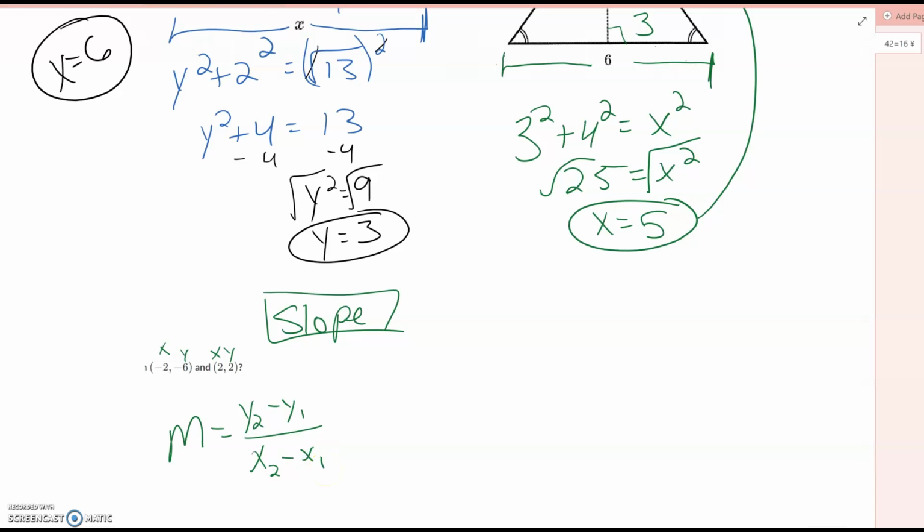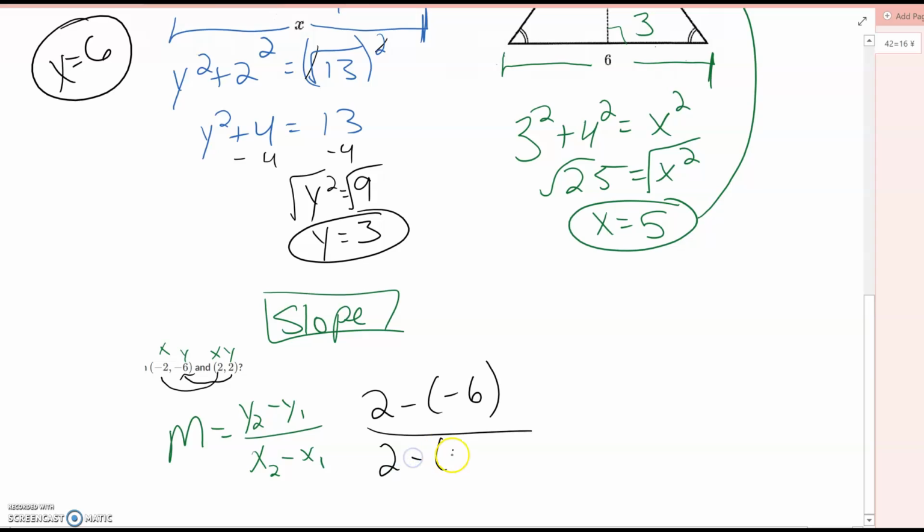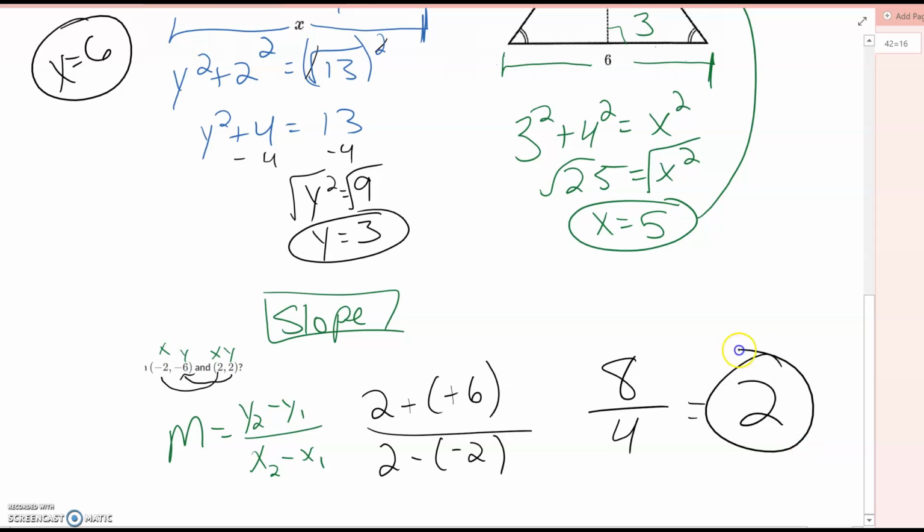So we did this before last week. So this would be 2 minus negative 6 over 2 minus negative 2. Then you just simplify. And I believe the answers to these are multiple choice. So this would be 2 plus 6, which would be 8, over 2 plus 2, which is 4, which would just be 2. Okay, that's all you need to do, slope. All right, 2 exercises after this ed puzzle.